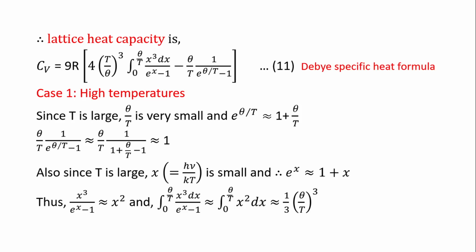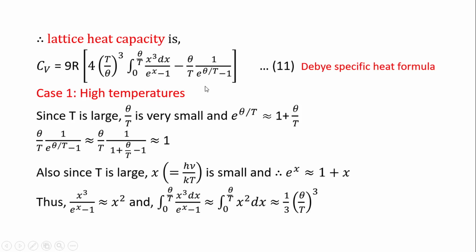Now let us test it for high temperatures. For high temperatures, T is large and therefore theta by T is very small, and therefore we can expand e raised to theta by T. Since theta by T is very small, we can neglect the higher power terms in theta by T, and we can write up to first approximation e raised to theta by T is equal to 1 plus theta by T. And after substituting here in the second term in the square bracket, the second term reduces in this way to simply 1.